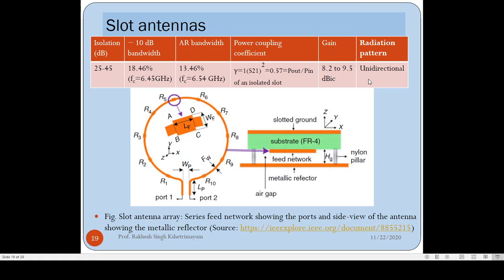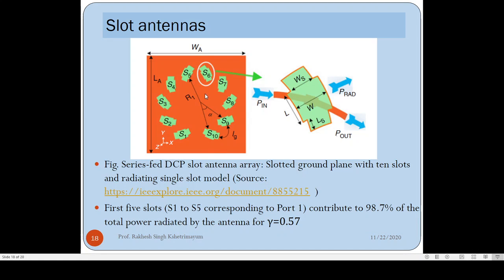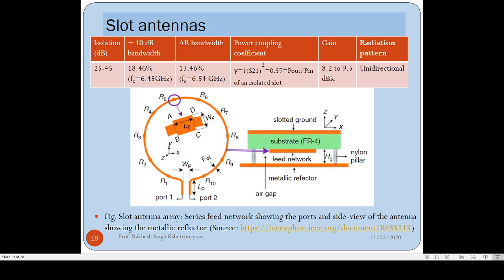And I have already told you this antenna also uses a reflector. Just like we have done in the reflector antenna analysis, we have a metallic reflector here which is placed at a distance Hg from the feed network. Because of this reflector, even if we have a slot here in the ground plane, there won't be any backlobe radiation. All the backlobe would be reflected back, so we have a unidirectional radiation pattern in this case. And because of this metallic reflector, we also have improvement in the gain. After we fabricated this antenna without the reflector, gain was not this high, so we put a reflector here, and gain has been increased.